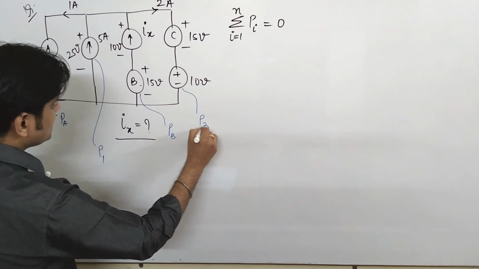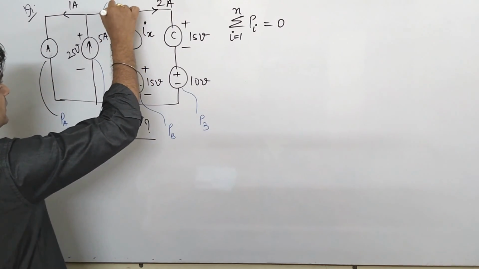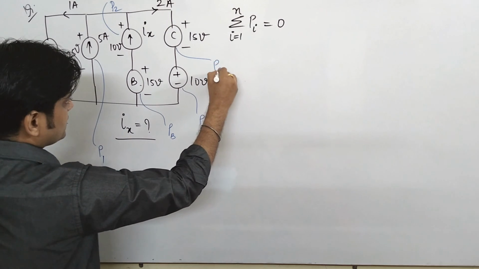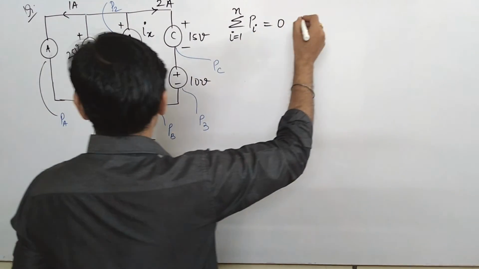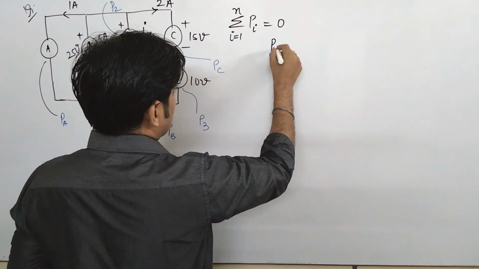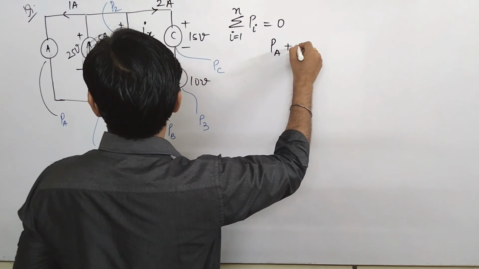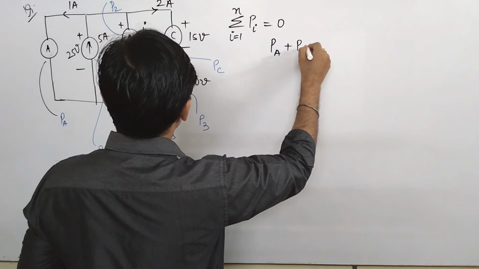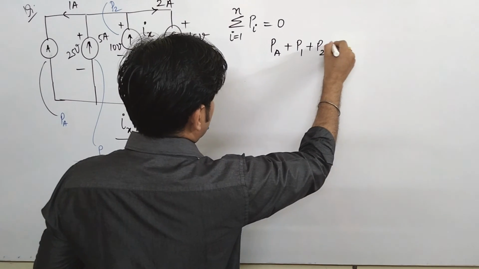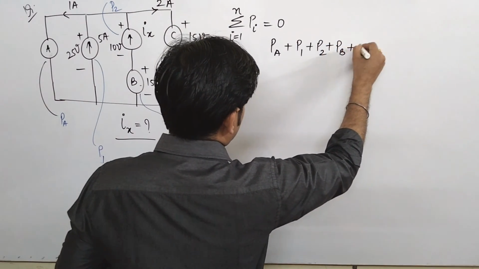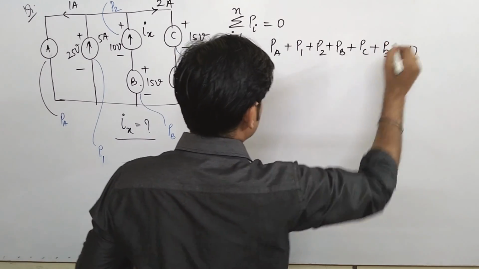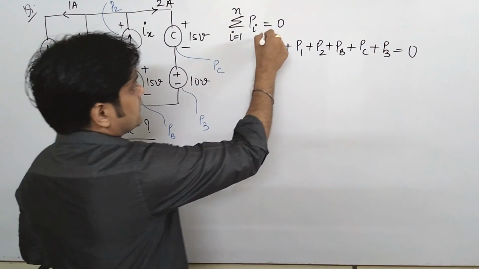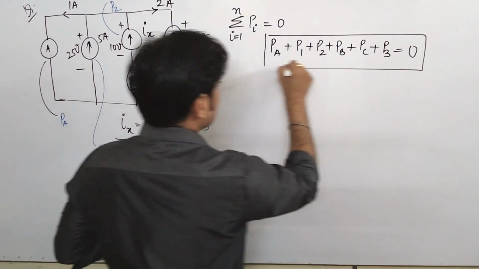This is P3. This is P2, and just say it is PC. So 1, 2, 3, 4, 5, 6. So you can say that as per the concept of Tellegen's, PA plus P1 plus P2 plus PB plus PC plus P3 is what? 0. Okay, so this is the concept of Tellegen's.